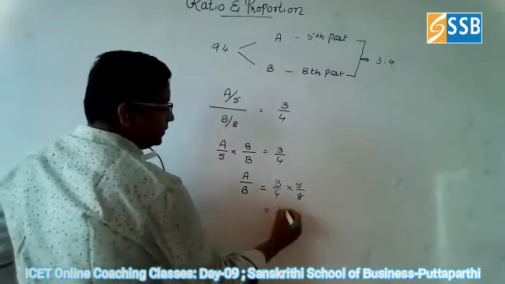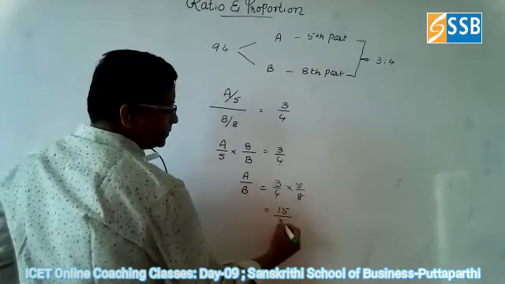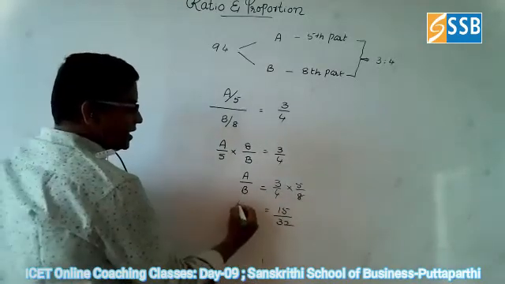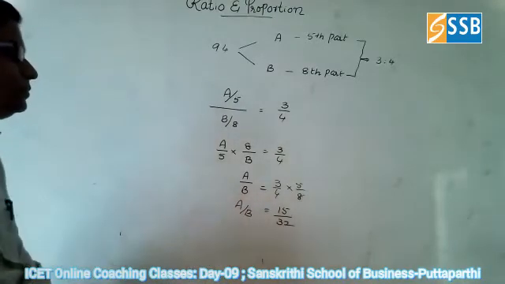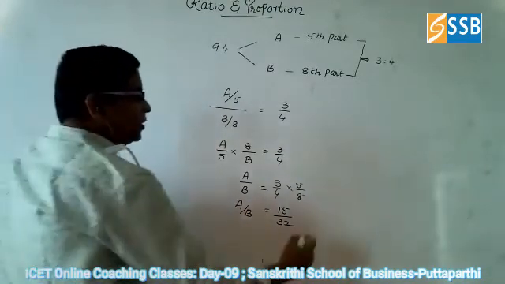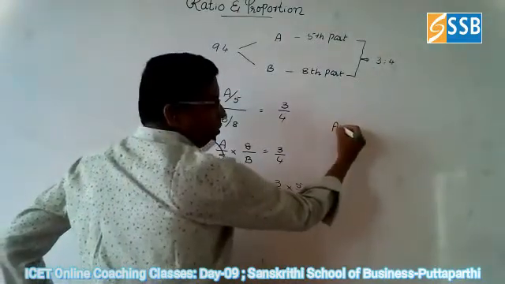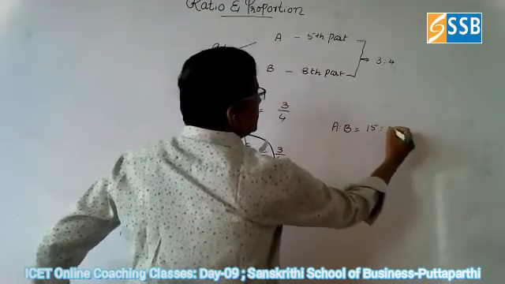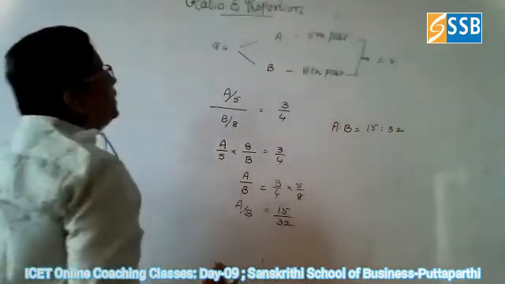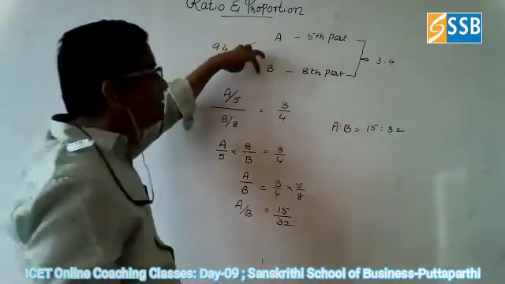So 15, 32. So what is A is to B? A is to B is this one. Okay. So now A is to B ratio is equal to how much? 15:32.